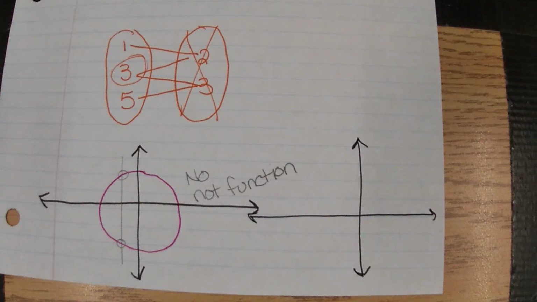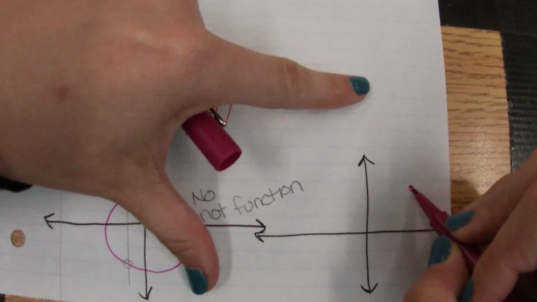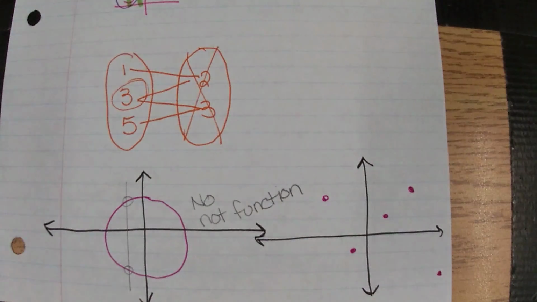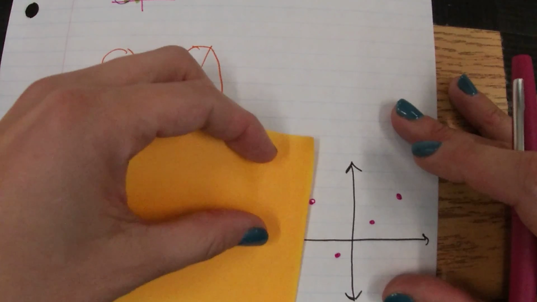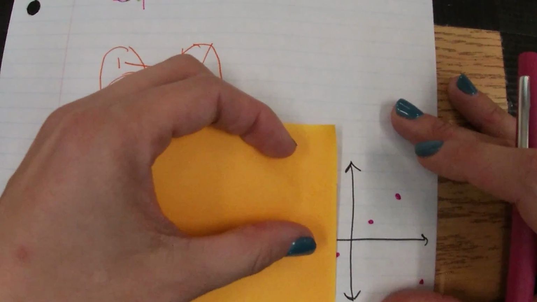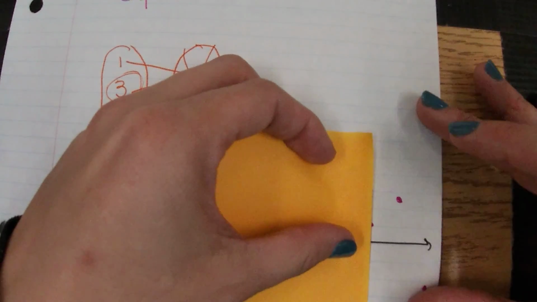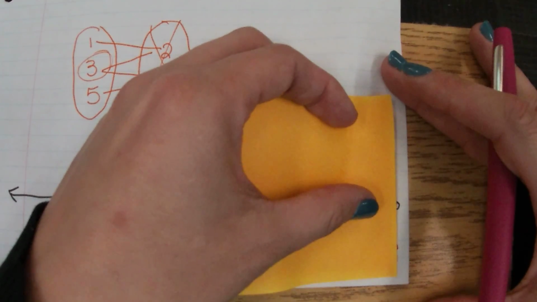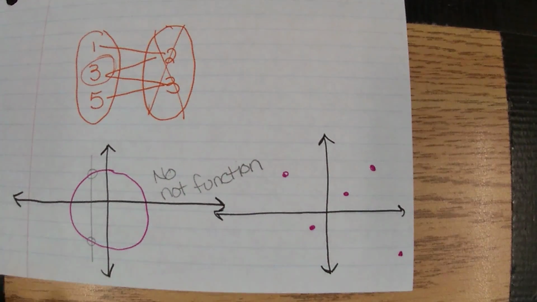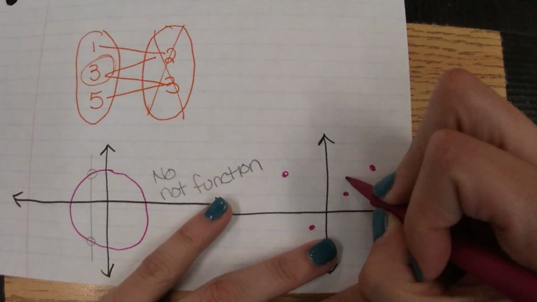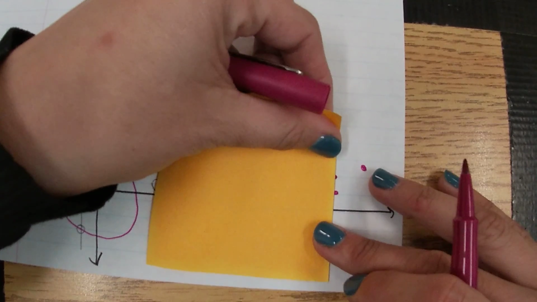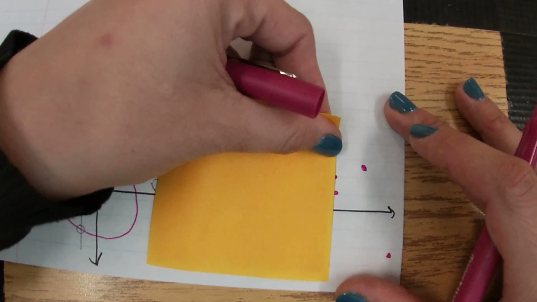Now again, it doesn't always have to be a shape. It could just be points. So if we again do vertical lines, nope, that only touches pink once, only touches pink once, only touches pink once. So since those all only touch pink once, we would say, yes, this is a function. But again, all it would take is an extra point to be right here, right? And then I could draw a line and it would touch it twice and we would say, no, it's not a function.